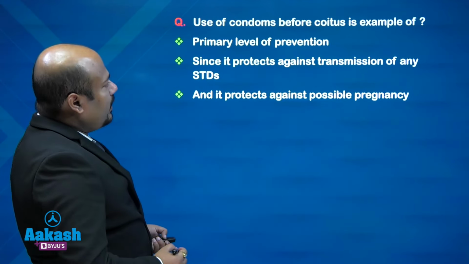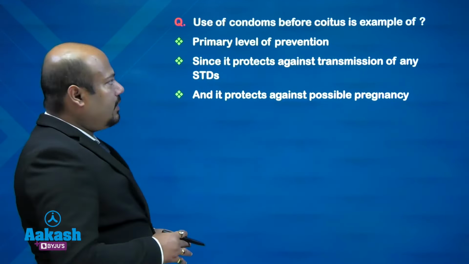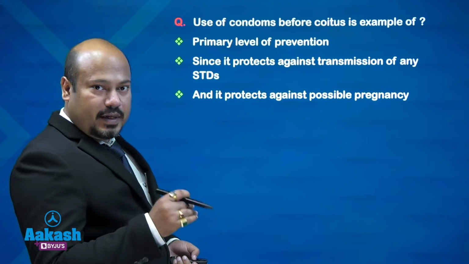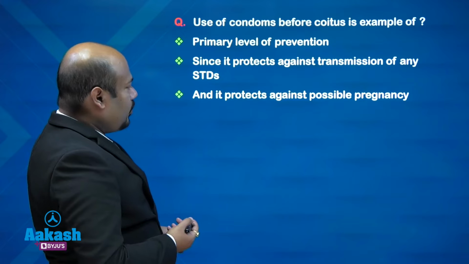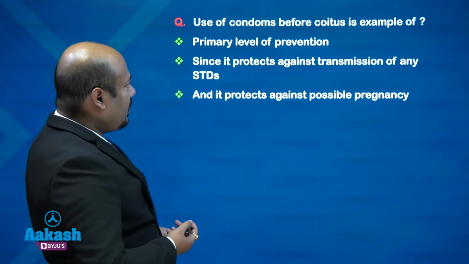Use of condoms before coitus, example of primary level of prevention. Why? The risk factor is there, risk factor for transmitting STD. Okay, since it protects against transmission of any STD and it protects against the possible pregnancy. So again, primary level of prevention.